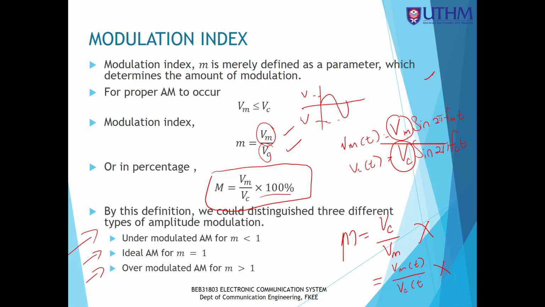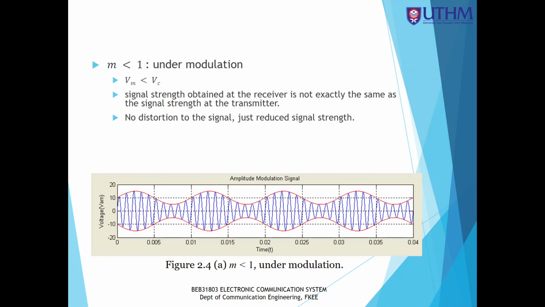So if the modulation index is less than 1, we call it under-modulated. For the ideal case, M equal to 1. In this case, Vm is equal to Vc. For the over-modulated, M is more than 1. That means Vm is more than Vc. Okay, so how do these scenarios look like? Macam mana bentuk senario ini?